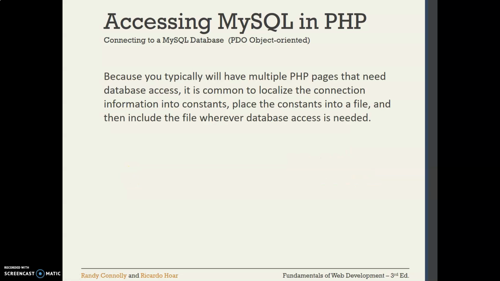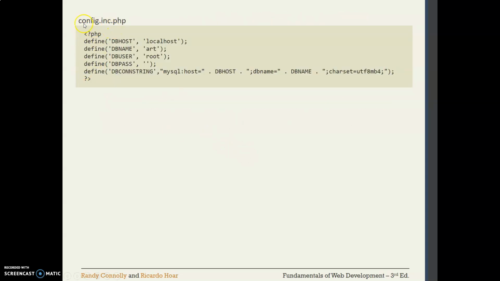Because you typically will have multiple PHP pages that need database access, it's pretty common to localize your connection information into constants using the define keyword and place those into a file and then include the file where the database access is needed. So for instance, in the labs you'll see that there's this file called config.inc.php. We define a bunch of constants and then a connection string is just created out of those constants. By the way, this char set UTF-8, that's just to make sure that PDO is able to deal with UTF encoded data.